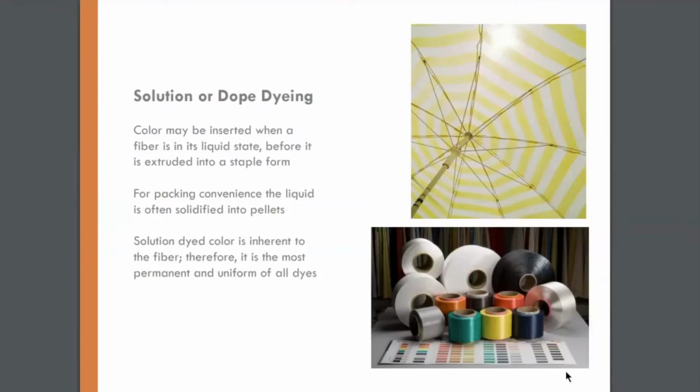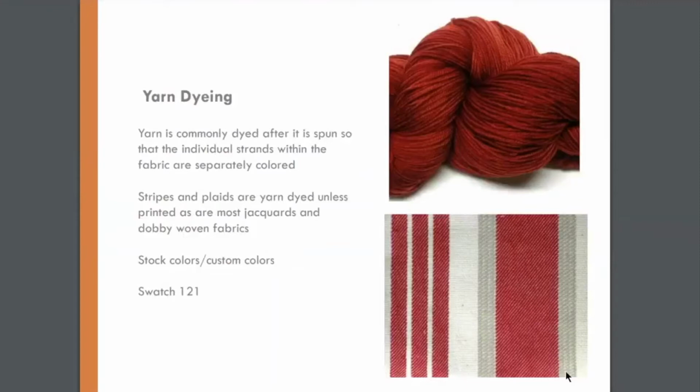So what does that mean? It means that the color is inherent to the fiber. Therefore, it is the most permanent and uniform of all dyes. An example of yarn dyeing: yarn is commonly dyed after it's spun. So all those fibers, usually natural cotton, natural linen, are usually dyed after they're spun into a yarn.